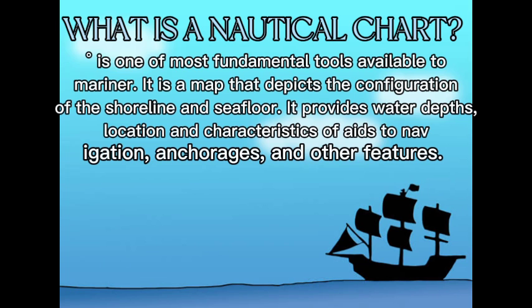Next is, what is a nautical chart? A nautical chart is one of the most fundamental tools available to the mariner. It is a map that depicts the configuration of a shoreline and sea floor. It provides water depths, location of dangers to navigation, location and characteristics of aids to navigation, anchorages, and other features.